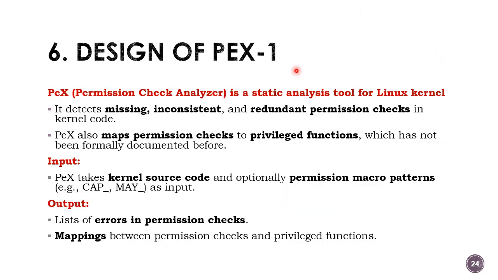After finishing the discussion of indirect call analysis, we will further discuss the permission check mapping with the privilege functions. So here comes the PACS tool.